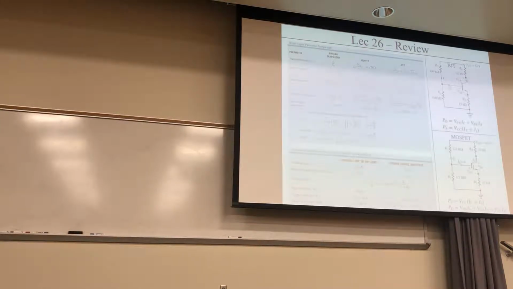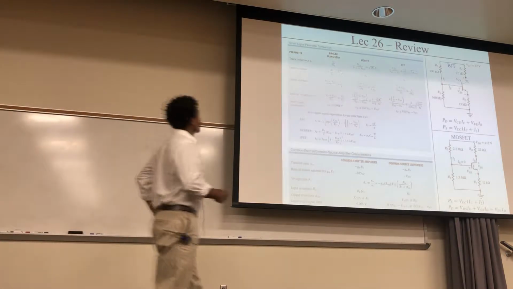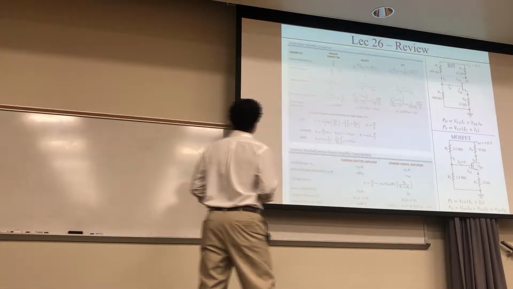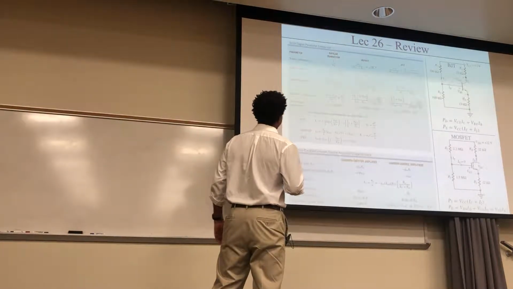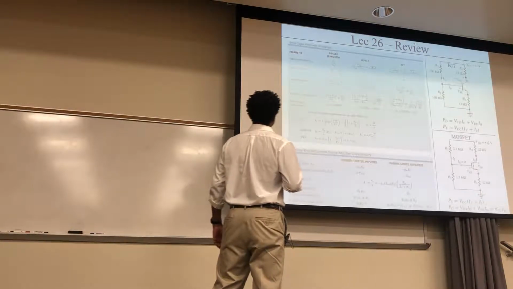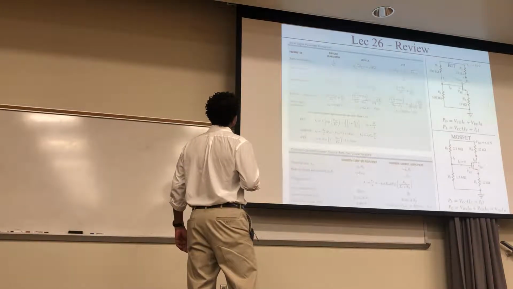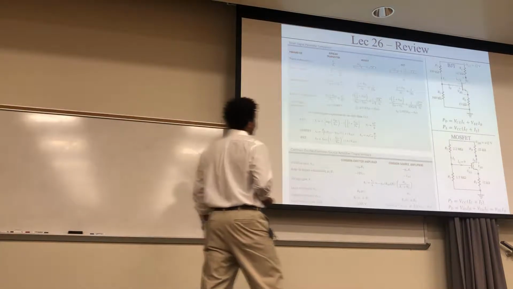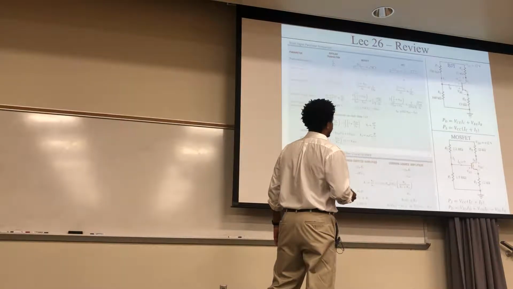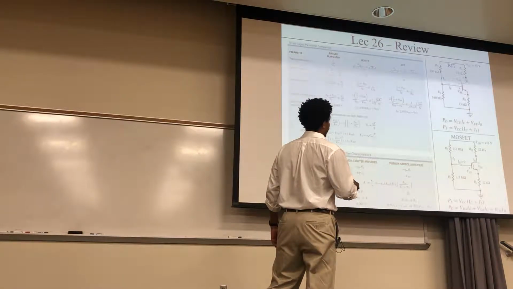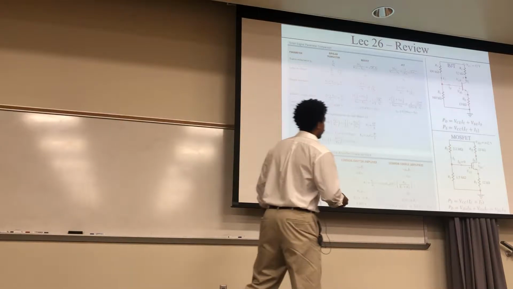Okay, and for lecture 26, we did a summary. We looked at the differences between the types of transistors, bipolar and the field effect transistors, and different parameters right here. And we also looked at power for the BJTs and the FETs right here, power of the drain, power for the sources for both of those.